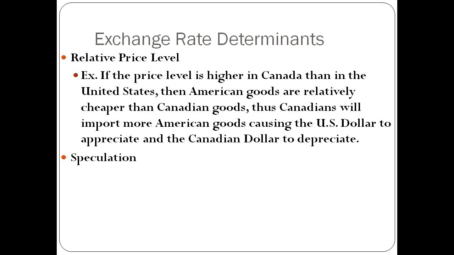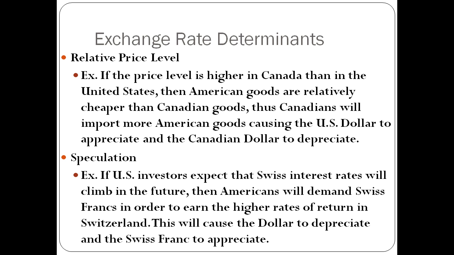And the last determinant here is speculation. So for example, if U.S. investors expect that Swiss interest rates will climb in the future, Americans are going to demand Swiss francs. So there is going to be an increase in demand for the Swiss franc. In order to get those Swiss francs, the Americans are going to supply the dollar.